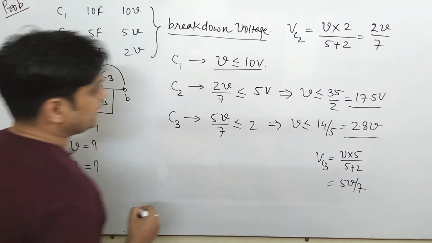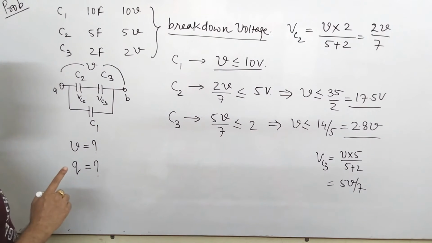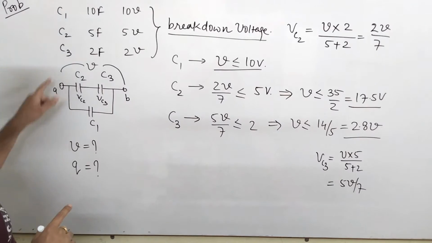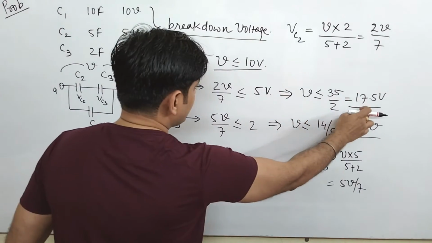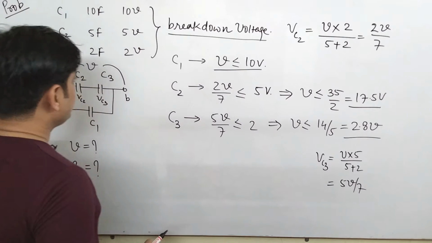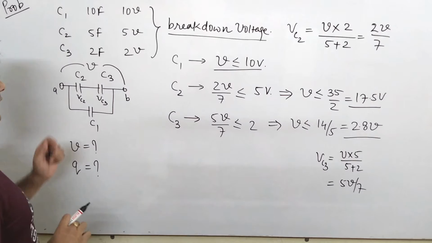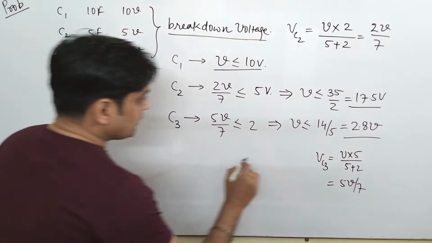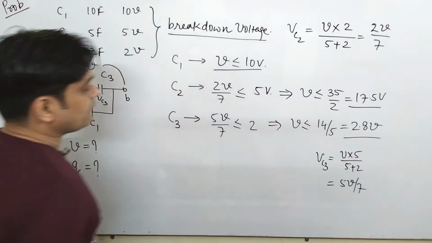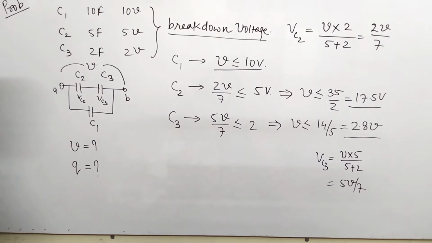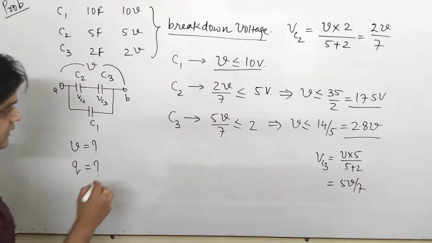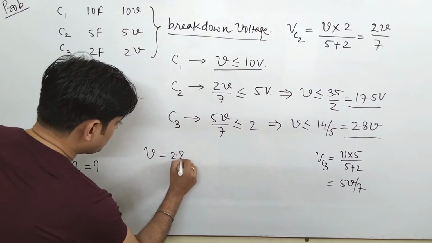Now from here, if you take this 10 volt, this 17.5, or this 2.8 volt, the minimum of the voltages is the one for which the entire combination will work. Why? Because if you apply 17.5 volt, this will get breakdown. If you apply 10 volt, definitely C3 and C2 will get breakdown. So the value of V that is 2.8 volt, if applied across this entire combination, then this breakdown will not occur. So the value of V comes to be how much? It is 2.8 volt.